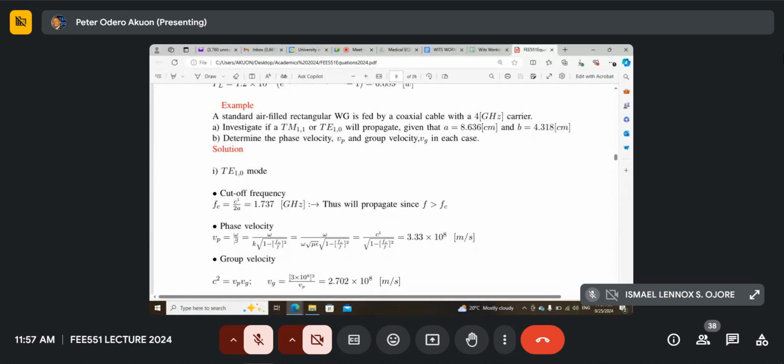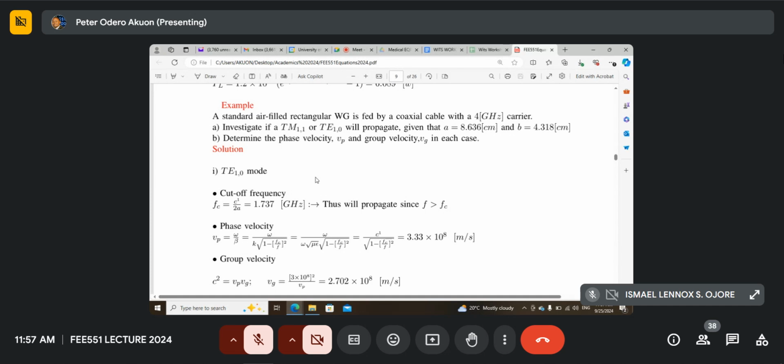So what do you need to do there? You compute the cutoff frequency. For a TE10 it is easy. You eliminate the second term, which has N, and you normally have fc equal to c over 2a. So we find that the cutoff frequency is 1.737 GHz for that waveguide, but your carrier is 4 gig. So you realize that the carrier frequency, the center frequency, is higher than the cutoff. So there will be forward propagation.